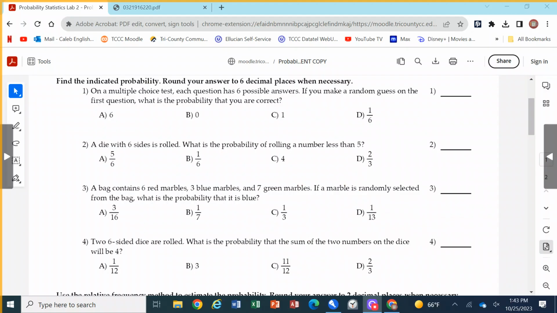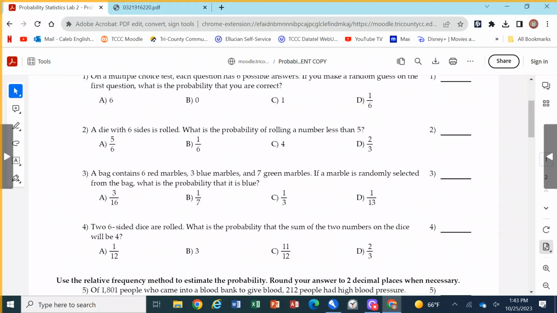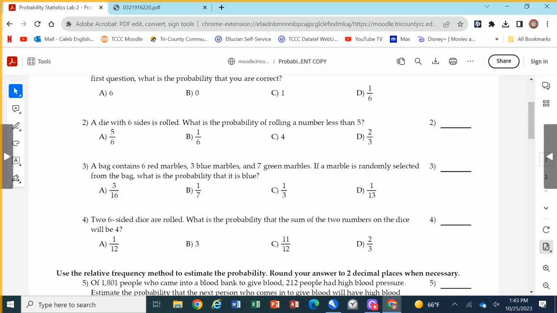All right. So 1 through 4, you're just finding the probability. They're just run-of-the-mill probability problems. So number 1, on a multiple choice test, each question has 6 possible answers. If you make a random guess on the first question, what's the probability that you are correct? Now, I had a student out at Andrews this morning that asked, how do you show work for that? You set up the fraction. Easy peasy. That's all you got to do. And with these first 4, that's usually all you have to do.